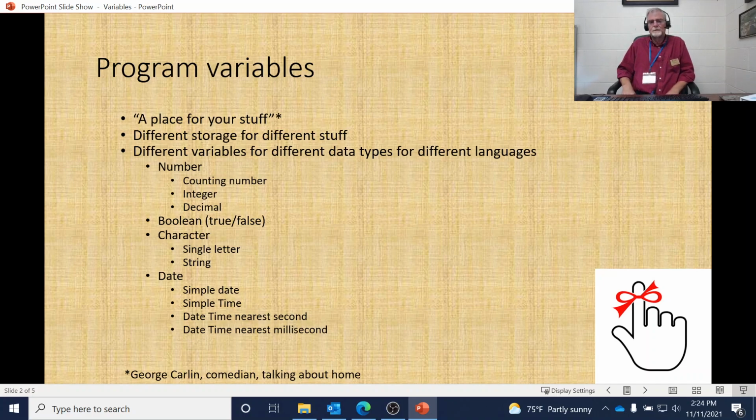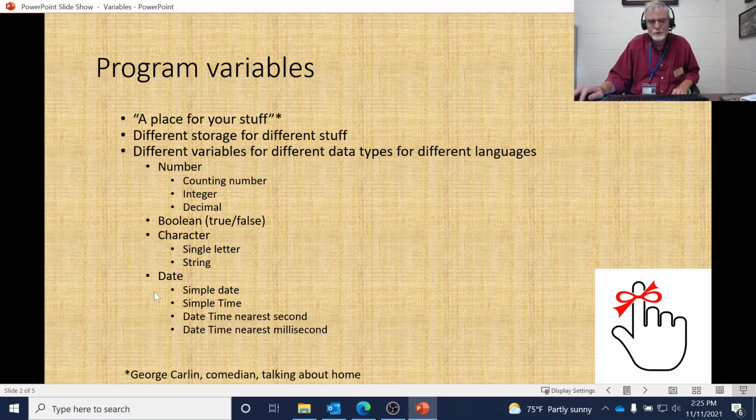And just like you have different storage for different stuff, like the dishes go in the kitchen and the car goes in the garage, and it doesn't do well if you put the car in the kitchen or the dishes in the garage. You have different storage for different types of variables. And it depends on the language, it depends on the data type.